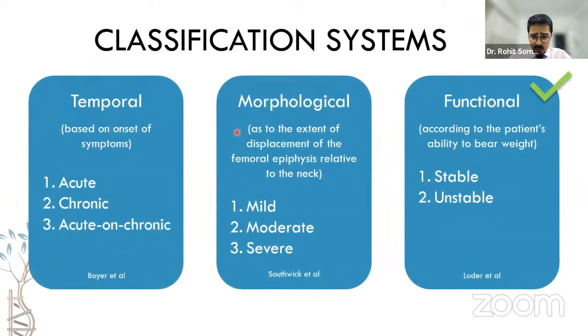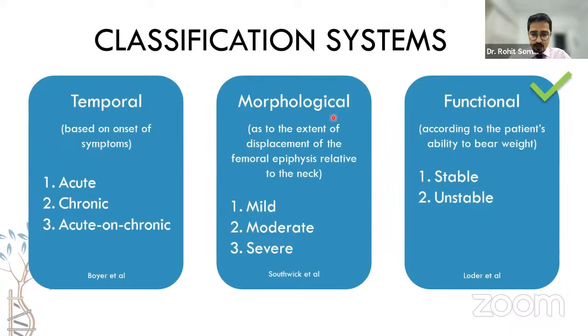Now, again, revising the classification systems that have been described in the past. First was the temporal classification given by Boyer et al. It was based on time: acute, chronic, and acute on chronic. Acute is less than 3 weeks, chronic is more than 3 weeks, and acute on chronic is when it's more than 3 weeks with acute exacerbation of symptoms.